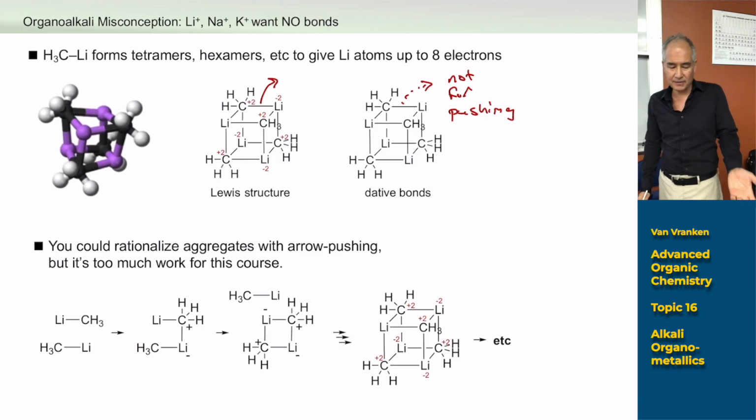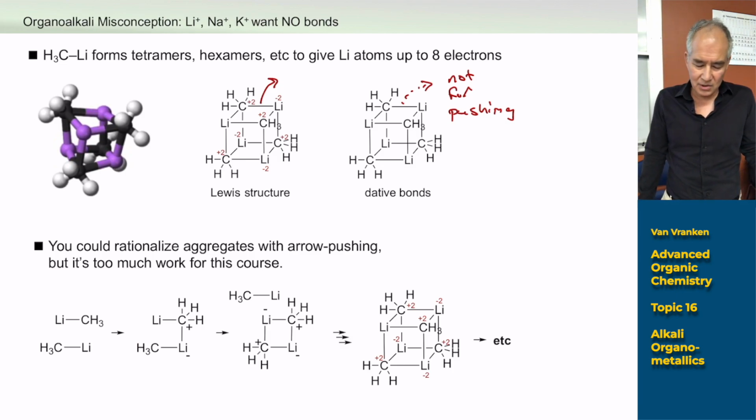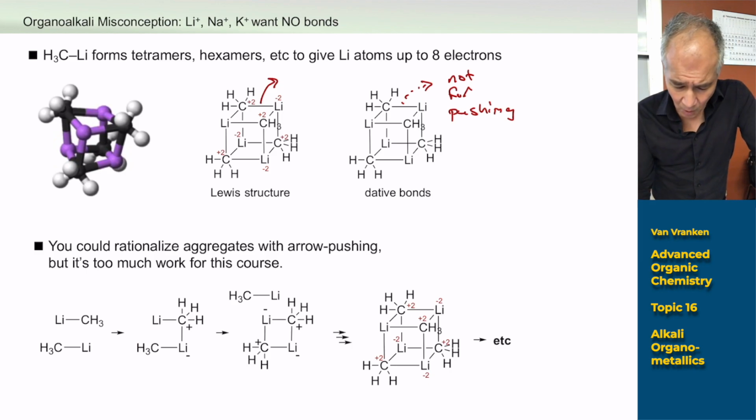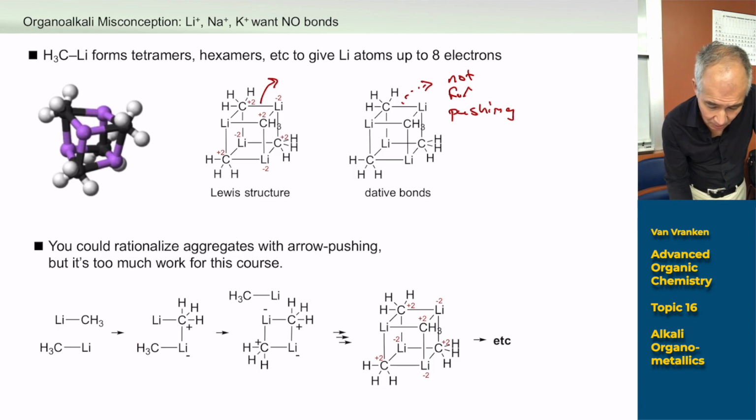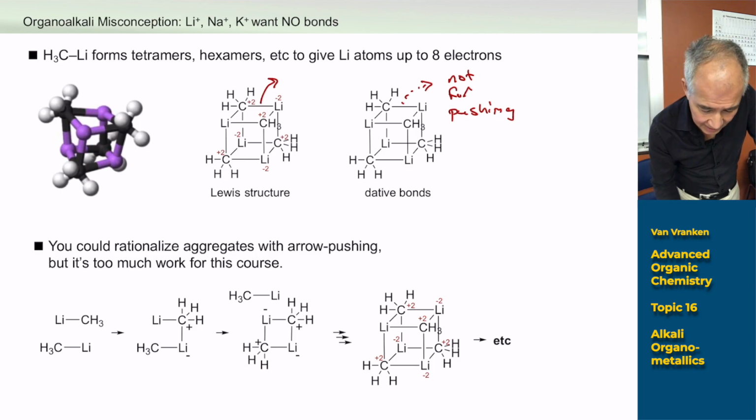Now, how do you make sense of a structure like this? It just looks so strange and different from anything we've ever seen before. So how do you think about why lithium forms a tetramer? Well, I told you already that lithium wants 8 electrons. So if you have a lithium atom with only 2, it starts to become reasonable that maybe one of these H bonds, the CH bonds, can donate electrons into the lithium.